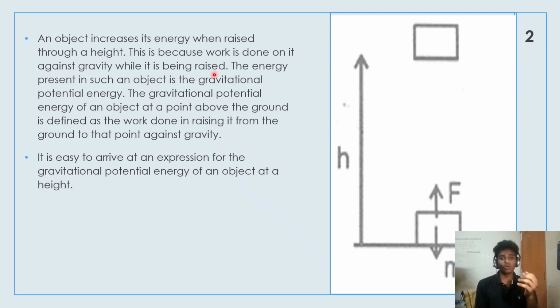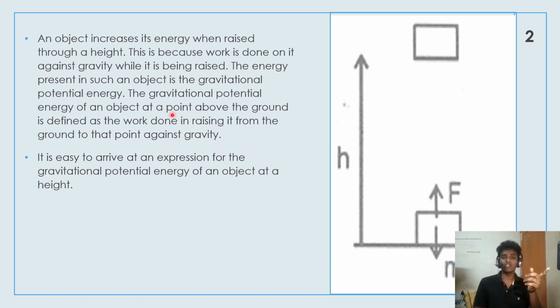Okay, so the energy present in such an object is gravitational potential energy. Such energy which an object has while it is at a height is called the gravitational potential energy. And the gravitational potential energy of an object at a point above the ground is defined as the work done in raising it from the ground to that point against gravity. What does it say? Let's get deeper into that point.